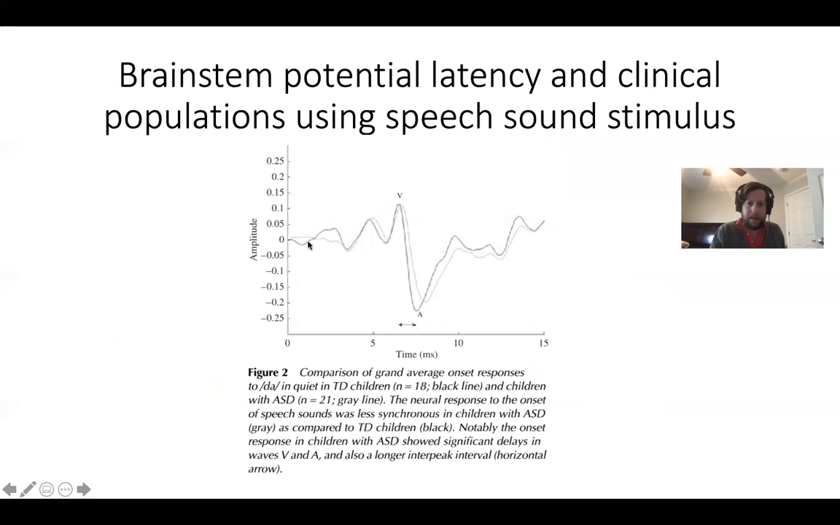So once again, here they use different naming schemes for these, as they do for the N170. Sometimes they call these waves 1, 2, 3, 4, 5. Here they call this wave V and they call this one A. So different naming schemes. But this is showing it in a little bit more detail.